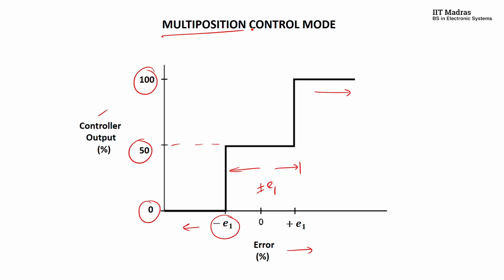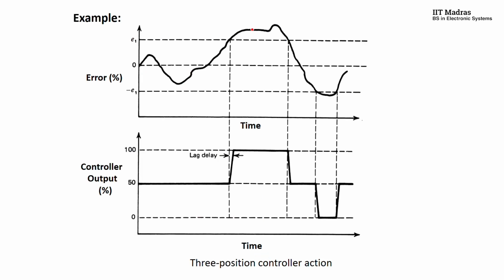Now, how does this actually work? Let's check it with an example. You are looking at a three-position control action. To understand this concept with the help of an example, you need an error plot, which is really important. If you have an error plot, and you see the perturbation of the error around zero, then you can sketch the controller output.